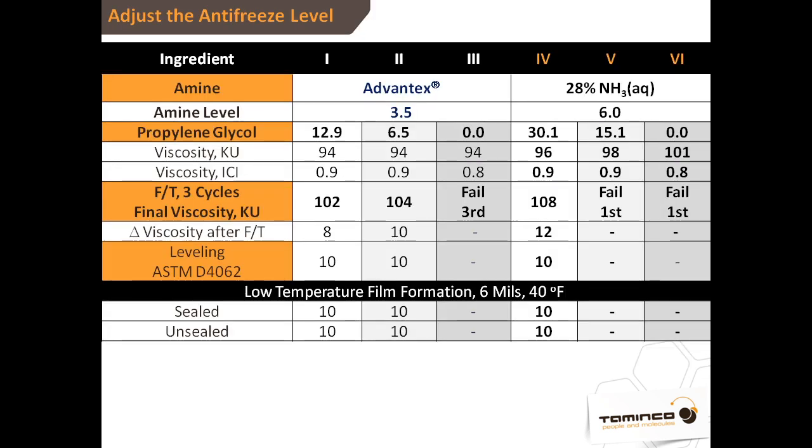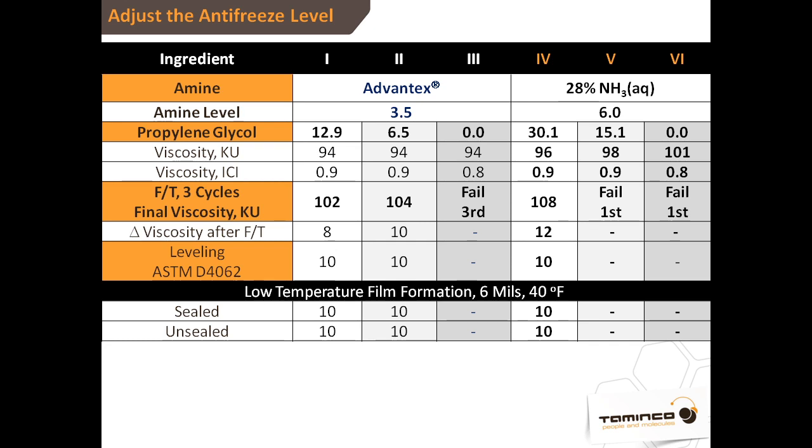The first thing we're going to do in this paint is adjust the antifreeze level, because certainly when you switch from ammonia to a more structurally complex alkanolamine, you're very likely going to be able to reduce antifreeze. If we look at the ammonia-based formulation, which is loaded with about 30 pounds per 100 gallons of propylene glycol antifreeze, 0.3% by weight, we can pass 3 freeze-thaw cycles with about a 12 Ku change in viscosity after going through 3 freeze-thaw cycles.